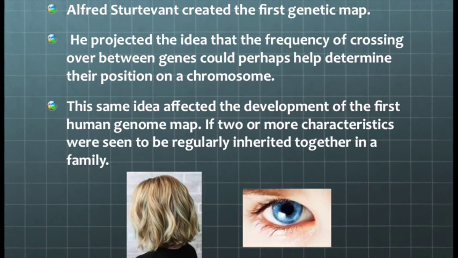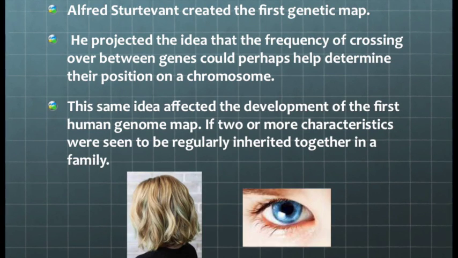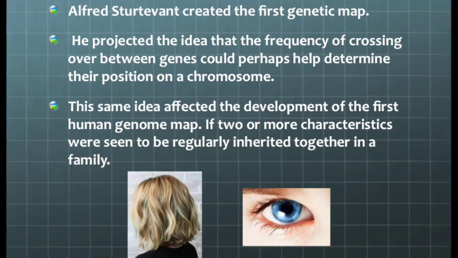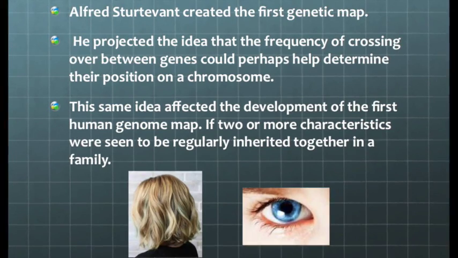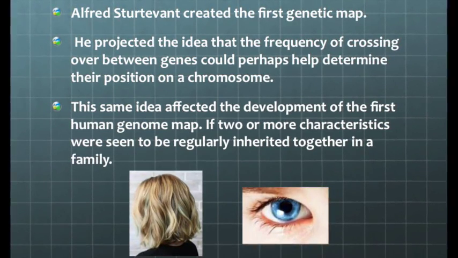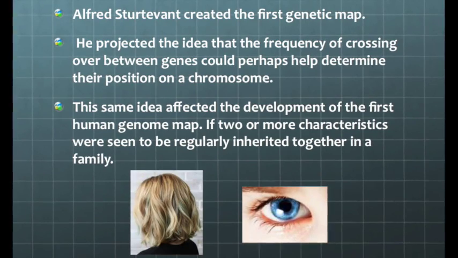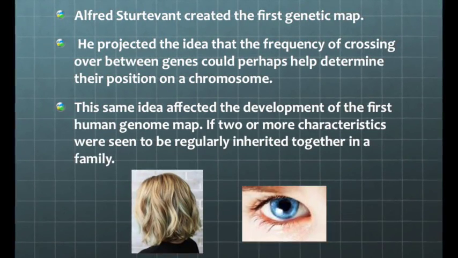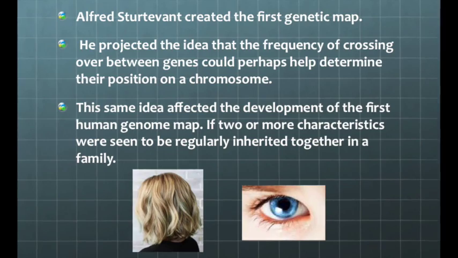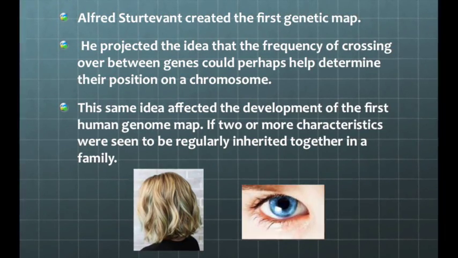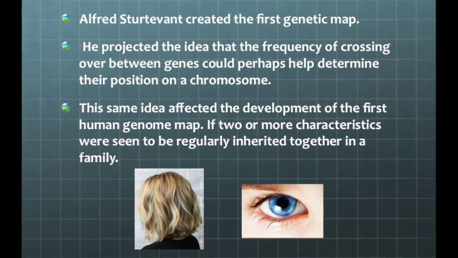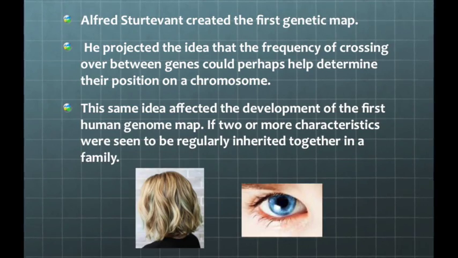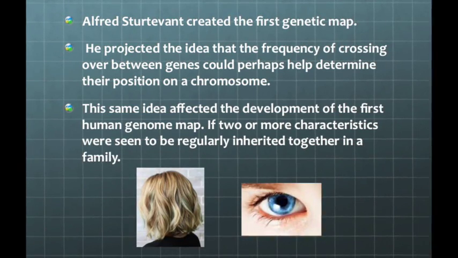Alfred Sturtevant created the first genetic map of a chromosome from the fruit fly in 1913. He projected the idea that the frequency of crossing over between genes could perhaps help determine their position on a chromosome. By finding out how frequently several characteristics are inherited together, it's possible to estimate the distance between genes. A map of where the genes are in relation to each other on the chromosomes can be made. This is known as a linkage map.